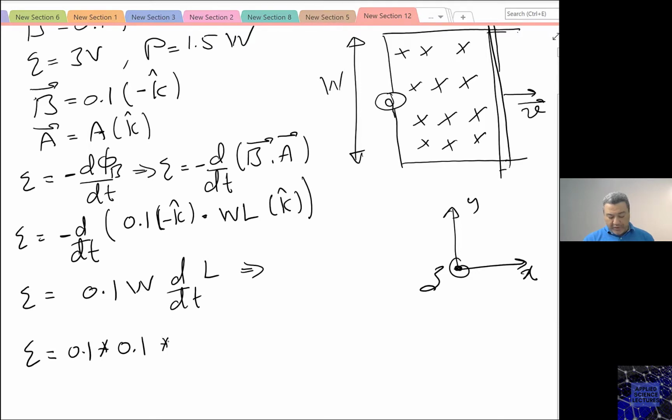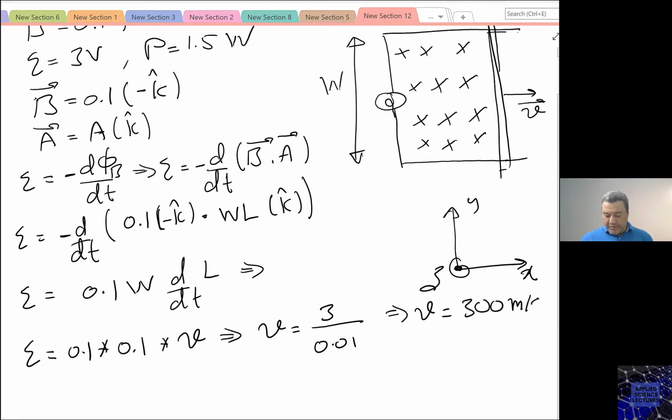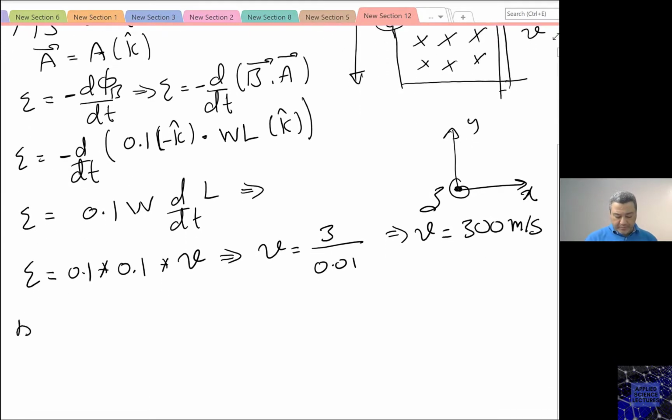dL over dt is v, so v is epsilon 3 divided by 0.01, which means v equals 300 meters per second. So this is A. B, calculate the opposing force resulting from this velocity.